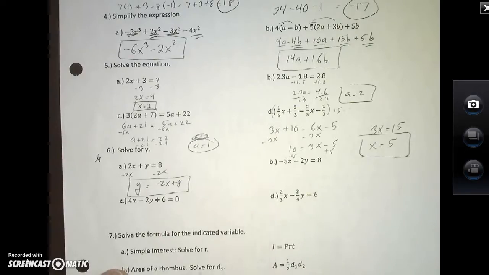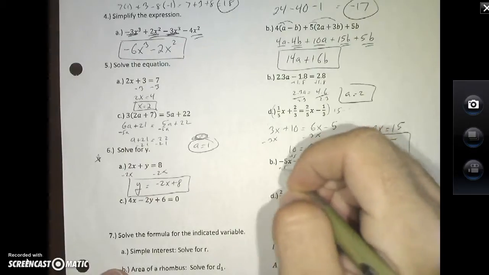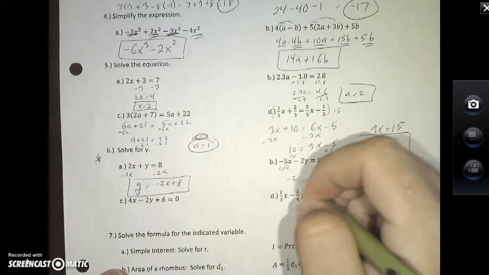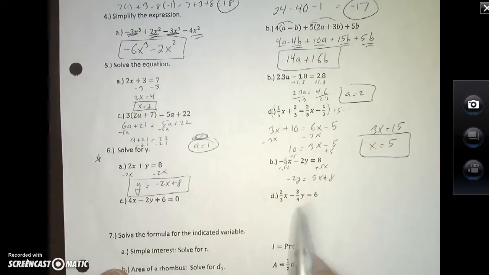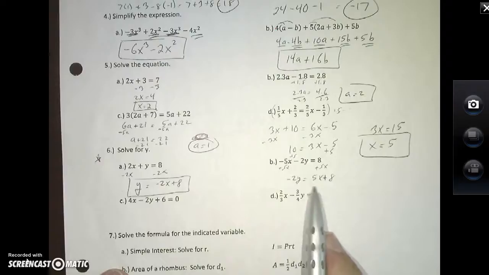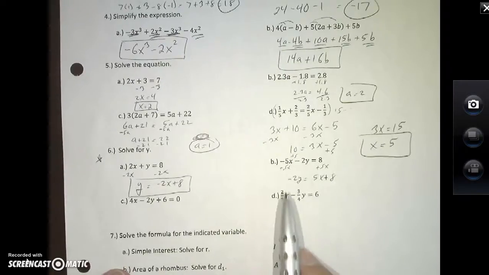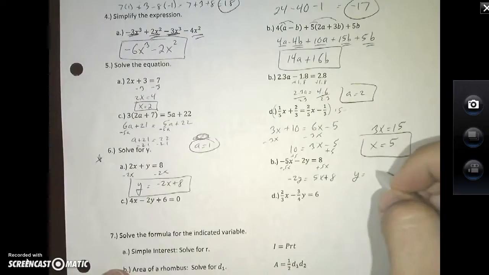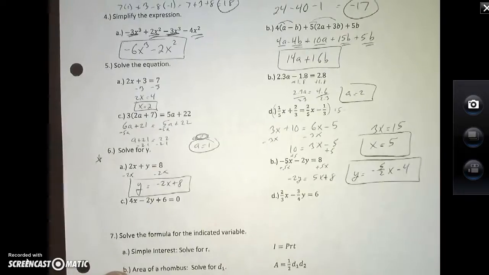Part B, same idea. Let's get y by itself. So I'm going to add 5x over. You notice I have a tendency to put the x's first on the right side. That's because it falls in the form of slope-intercept form, y equals mx plus b. Check that out later. Divide everything by negative 2. There we go. Okay. All right.